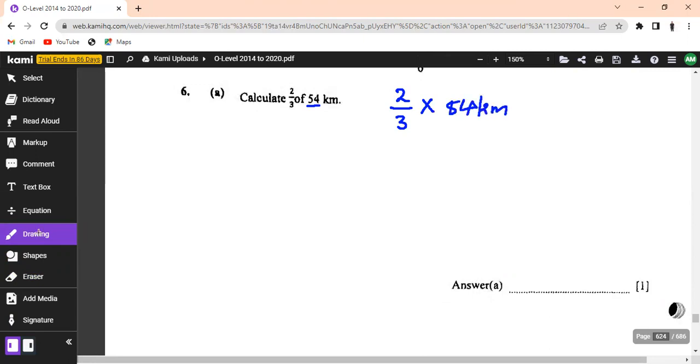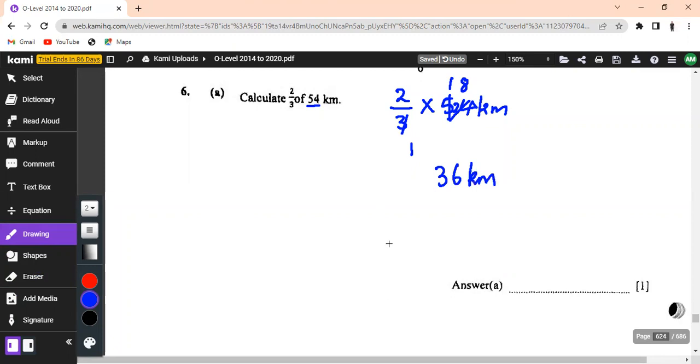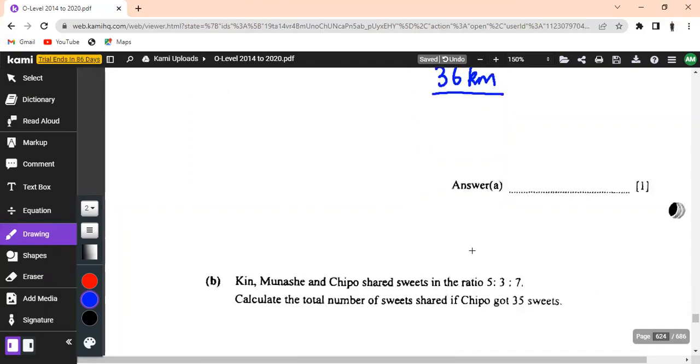So this is 54 kilometers here. We can just reduce each and every part by 3. 3 into 3 is 1. 3 into 54 is 18, from 3 times 18 is 54. Then we can multiply 2 times 18, which is 36 kilometers. So 2/3 of 54 is simply 36 kilometers. That's what we needed there.